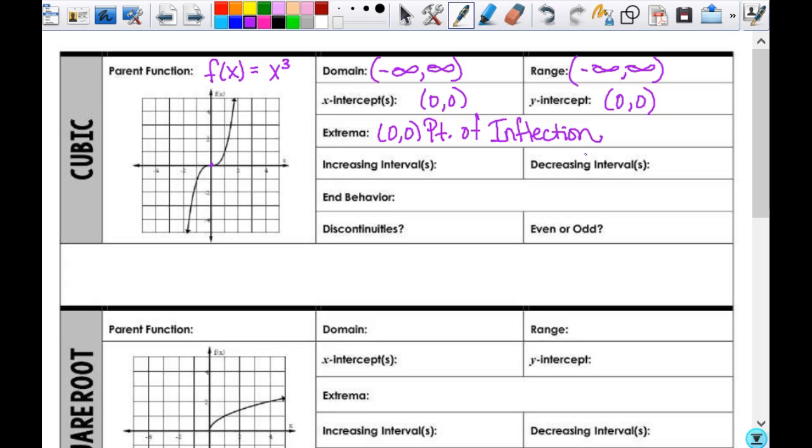Now, I've had the same kinds of questions over points of inflection, so I want to make sure I, again, address it with everybody. Some people are confused why it isn't also a maximum or a minimum. Well, remember, maximum and minimum is where the graph changes direction, or it changes from increasing to decreasing. And this is just a change in shape.